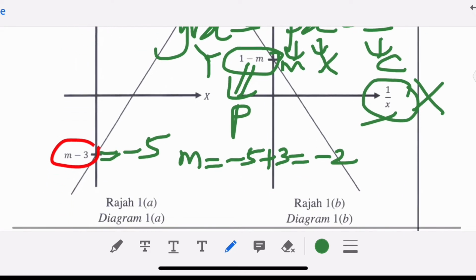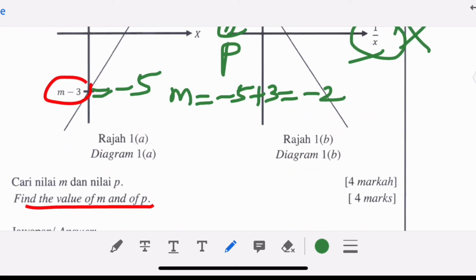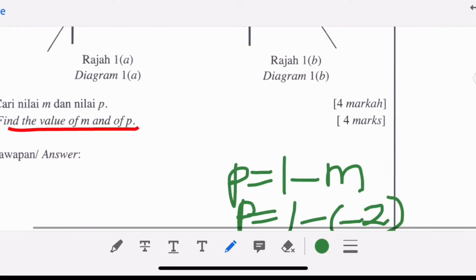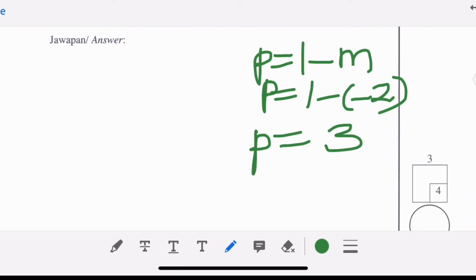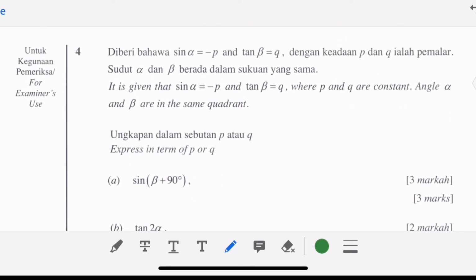Now here you want to get a big X. Here you want to get a big Y. Clear? Understand? Alright, so the answer for the P is 3, and then for the M is -2, right? M is -2 and P is equal to 3. Alright, so let's proceed to the next one, question number 4.